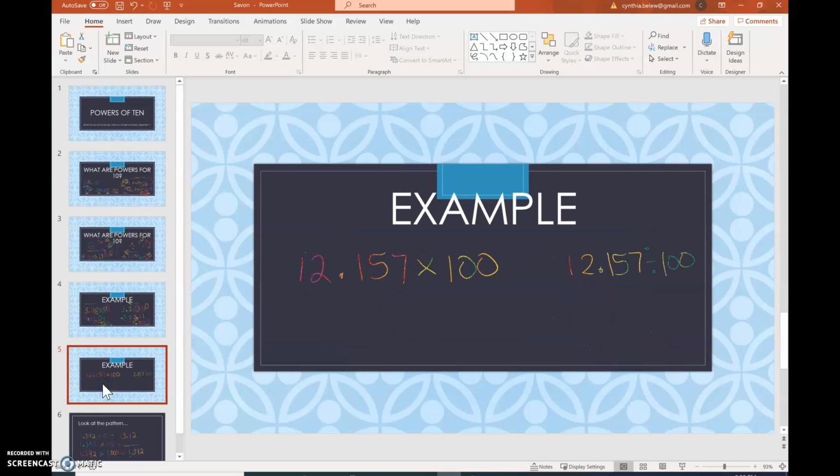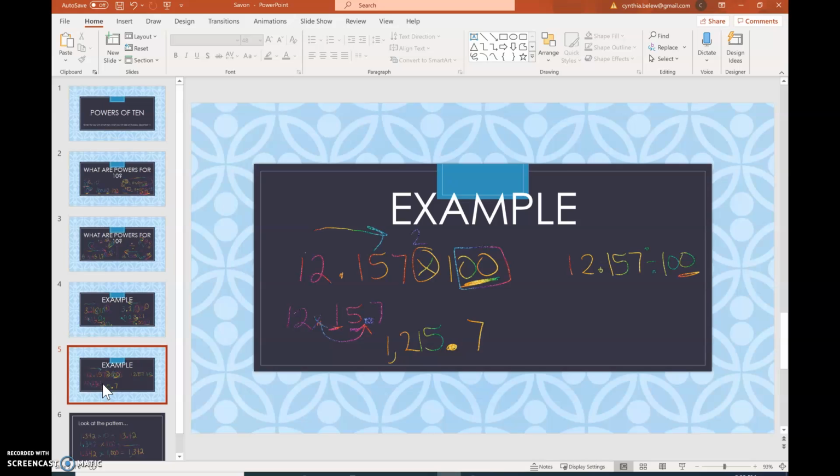So what happens if you are just multiplying or dividing a decimal by 10, 100, or 1,000? It's the same thing, except the number of zeros tells you how many times to slide that decimal. If you're multiplying, that decimal is still sliding to the right. And this time it's going to slide to the right 2 times because there are 2 zeros. So I have 12 and 157 thousandths. And that decimal slides 2 places to the right. It's no longer here. It moves to here. So now I have 1,215 and 7/10.